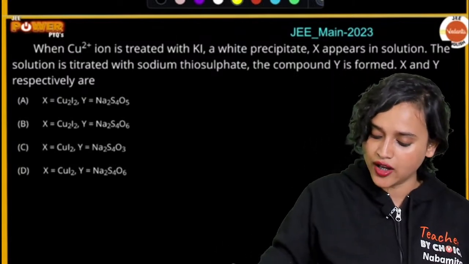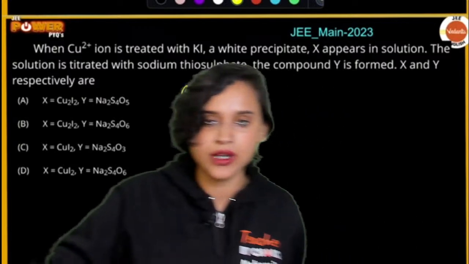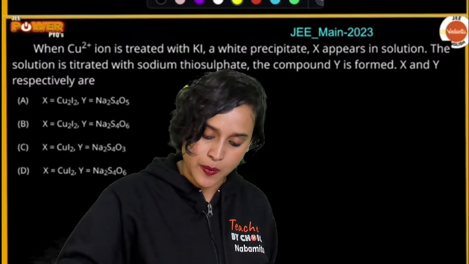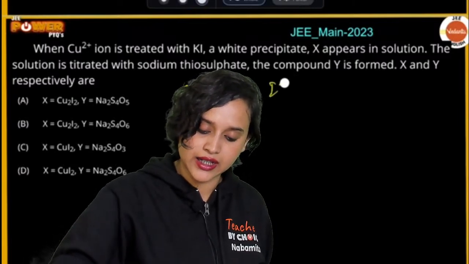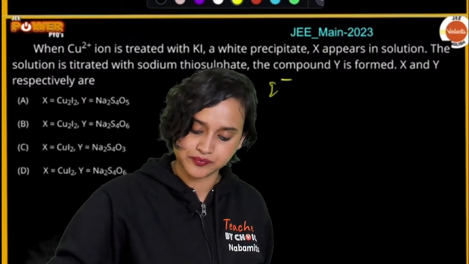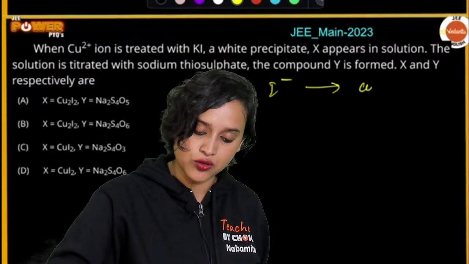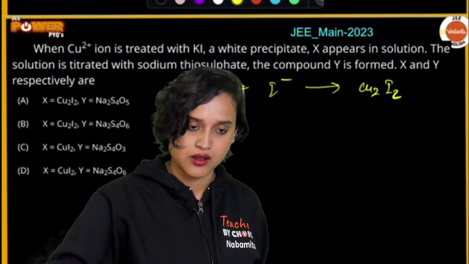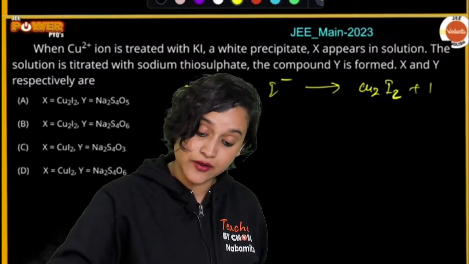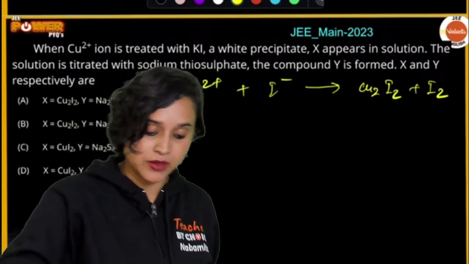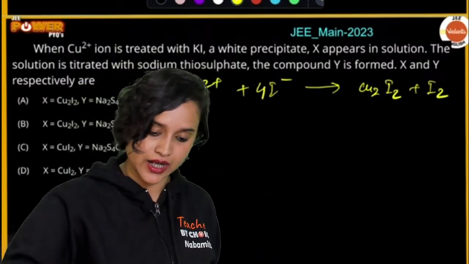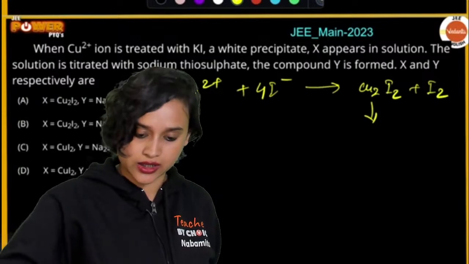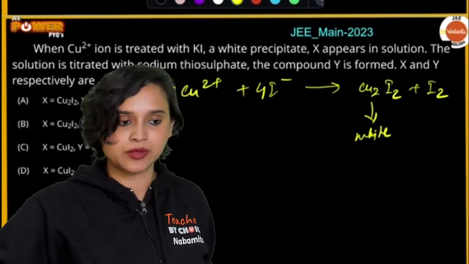Chalo, Cu2+ ion is treated with KI. KI can be written as I minus, because K+ I minus. This will form Cu2I2, plus it forms I2 also. That means here we will have 4I minus, and here 2Cu2+. This particular product, Cu2I2, is your white precipitate.